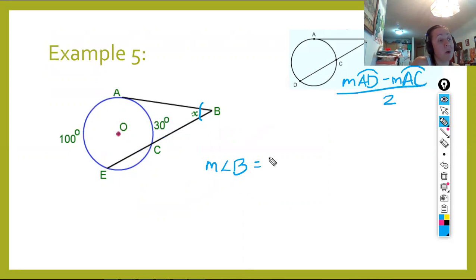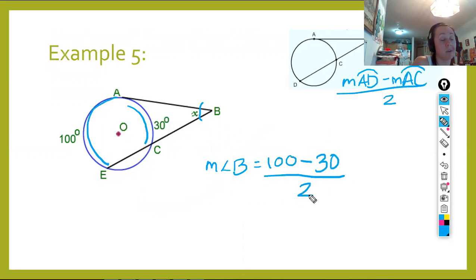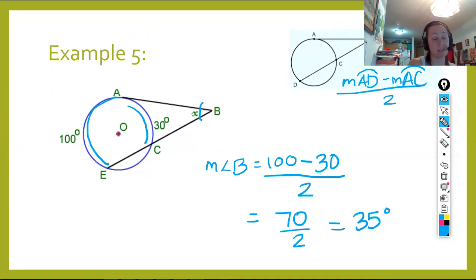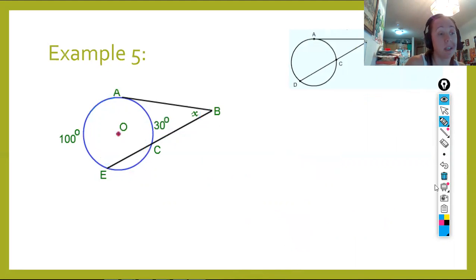So I'm going to take 100, which is the arc on the outside, the big arc, minus the arc on the inside, and then divide by 2. So we end up with 70 divided by 2, which is 35 degrees. Okay, so it's just a matter of knowing that formula and when they're asking you to find something like that. And that's tricky. It surely is.